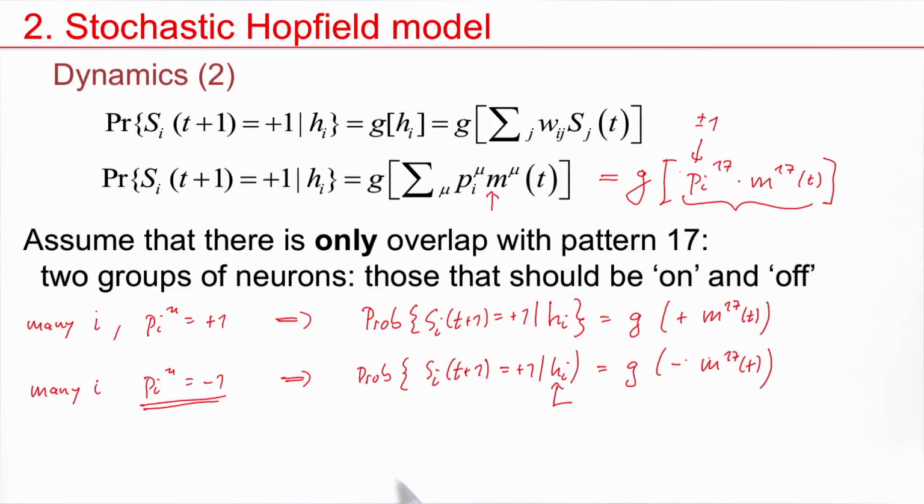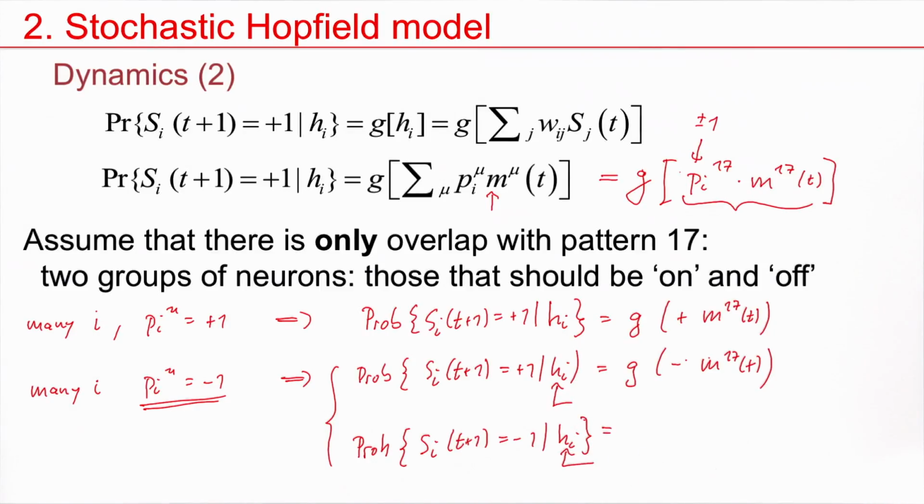Now what's the probability that one of these neurons, say in the same group, are not +1 but are -1, Si of t+1 equals -1, for the same input, this same group of neurons?